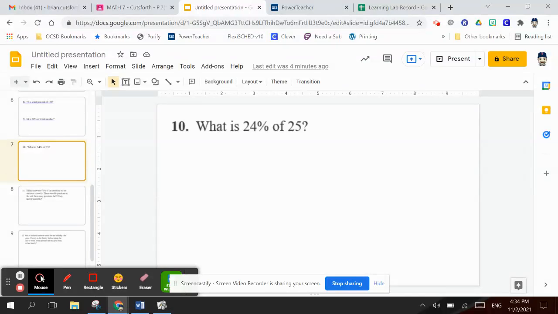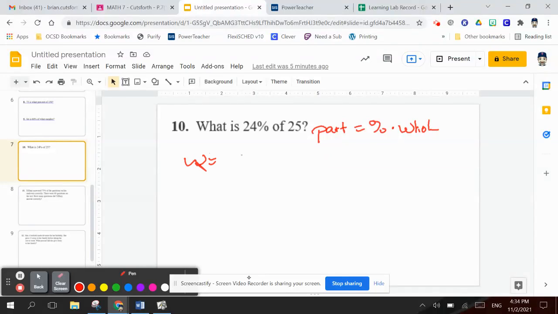Number 10, what is 24% of 25? Again, I have my part equals percent times the whole. So I'm looking for the part equals the percent. 24% is 0.24 times 25. So the part equals 25 times 0.24, which equals 6.